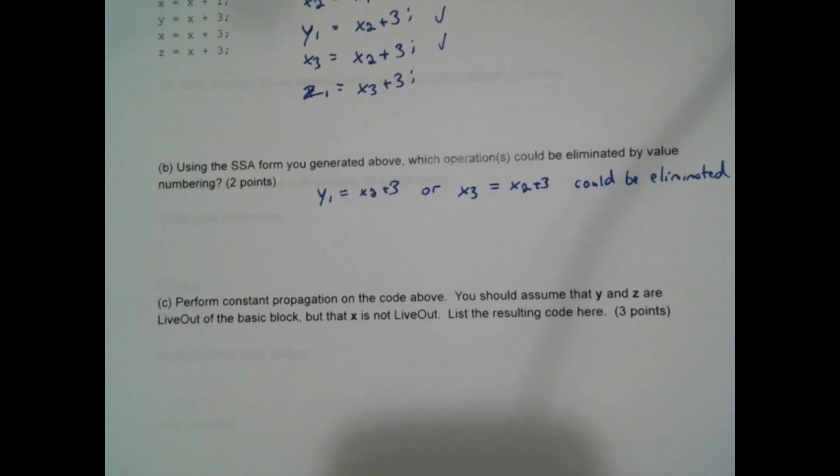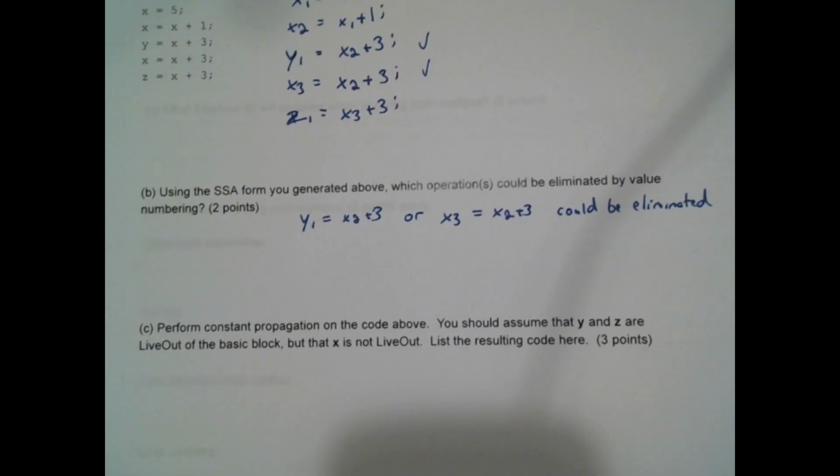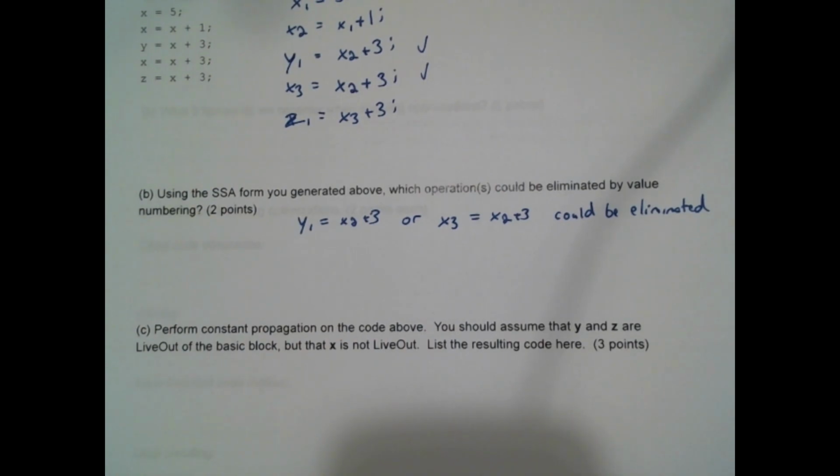Part C, perform constant propagation on the code above. You should assume that y and z are live out of the basic blocks, but x is not live out. List the resulting code here. So part of this is to understand that we do want to keep the values in y and z. So we're assuming that those are live out. We need them after this is finished. So we cannot get rid of the y and z values. But however, x can go away.